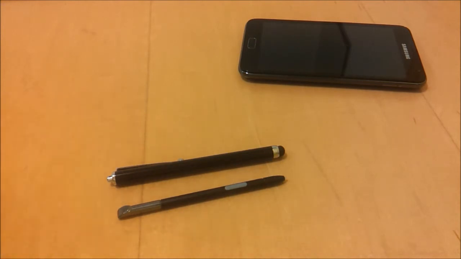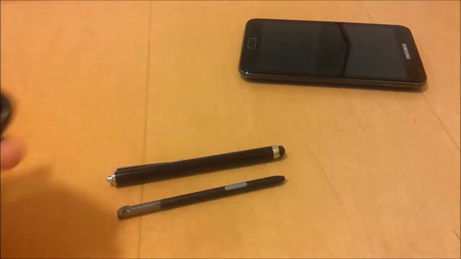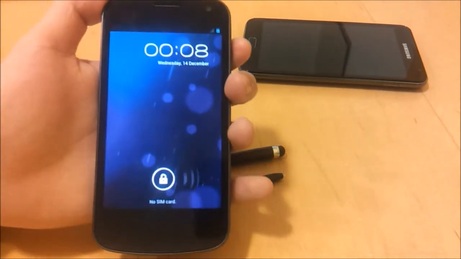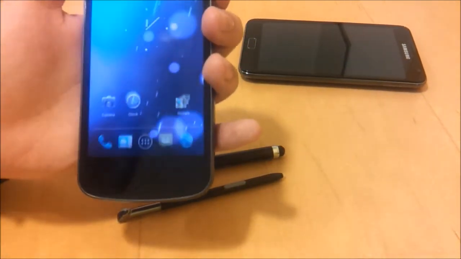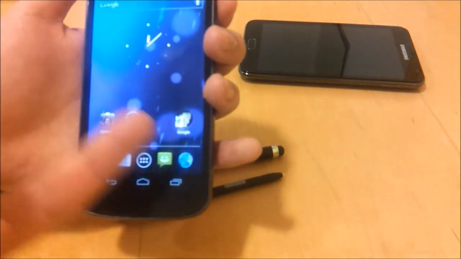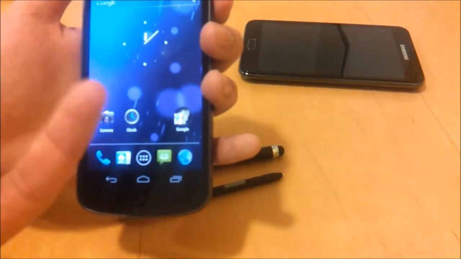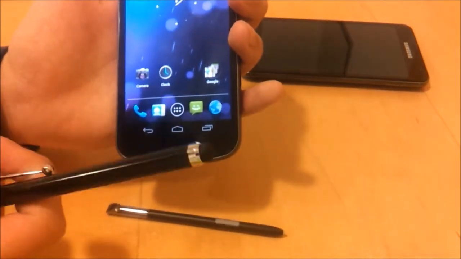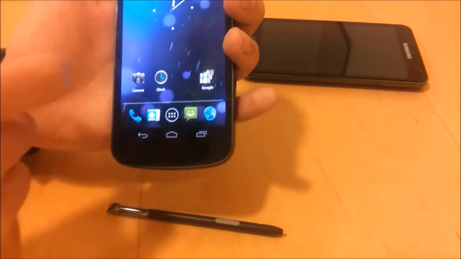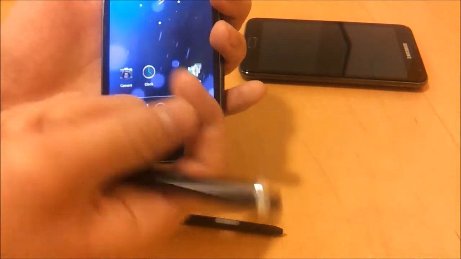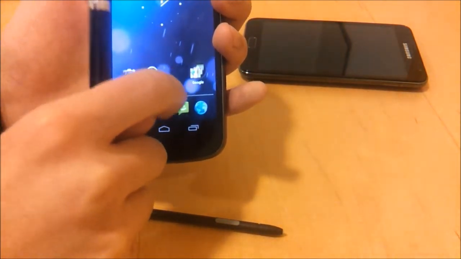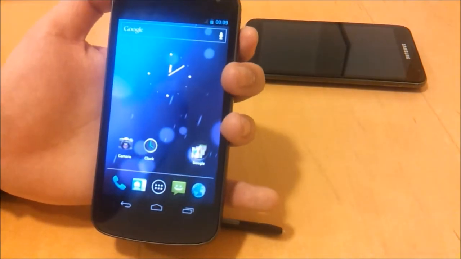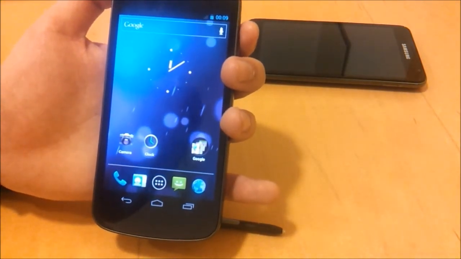There are several key differences between the S Pen and a normal capacitive stylus. If I bring another device in, this is the Galaxy Nexus, which has a capacitive touchscreen. What that means is it's sensing the electric field from my finger, rather than sensing force on the display. If I use my fingernail and tap on the screen, it doesn't do anything, because it's not pressure sensitive, it's sensitive to the electric field of my finger.